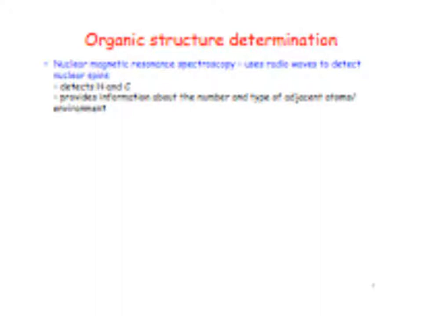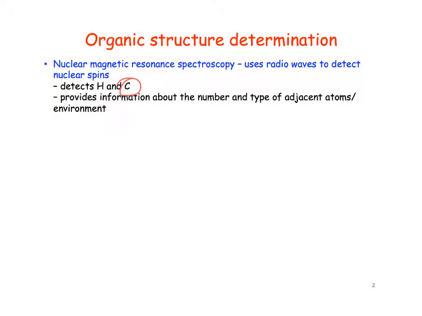All right, this just tells us where we're at from one of those early slides. So we're doing NMR, and of course we're going to now focus on C13.